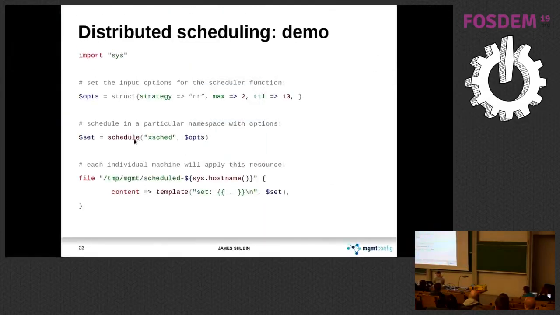We have this schedule function. You give it some options as input, for example, what kind of scheduler you want to use. Here, this is just a round-robin scheduler. And how many machines you want to pick out of the pool. Here it's 2, and I have a TTL of 10. What this function does behind the scenes is all this raft distributed system magic, so you don't have to worry about it. It returns a variable that contains which hosts were chosen. Each host will look through that variable and say, hey, am I one of the hosts in this list? If so, I'm going to do some stuff. If not, I wasn't chosen.